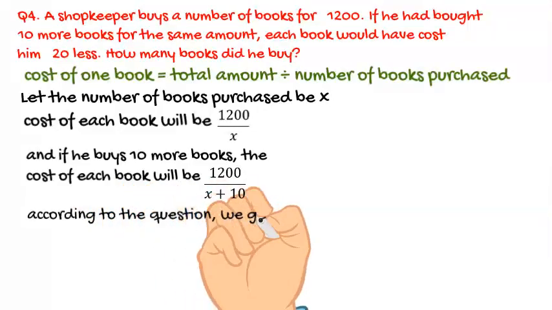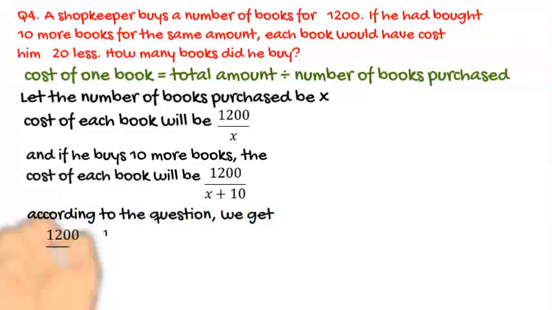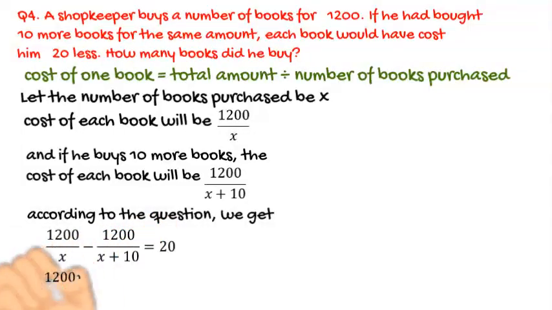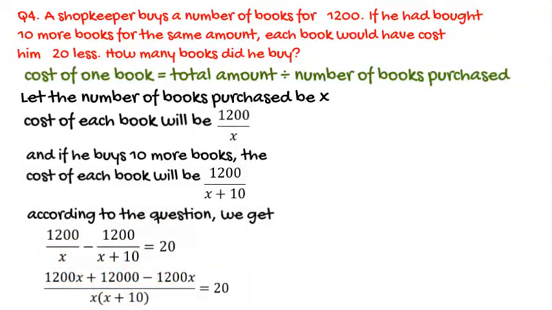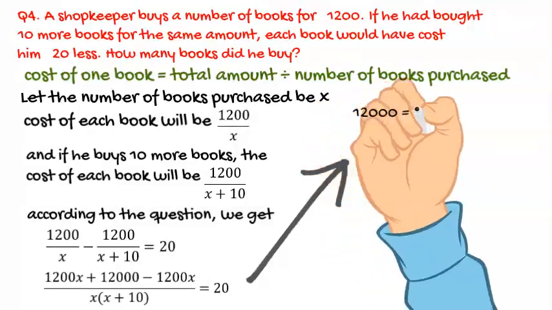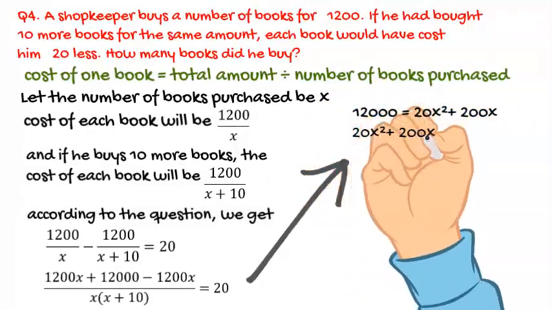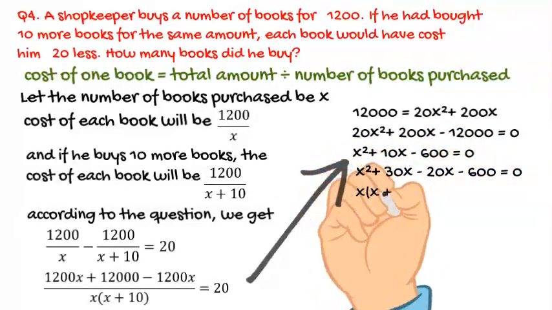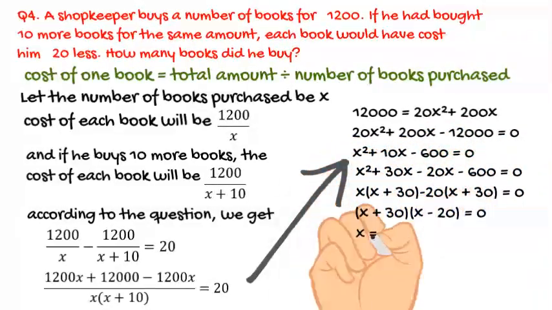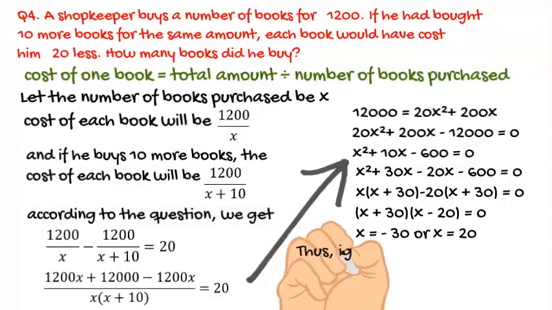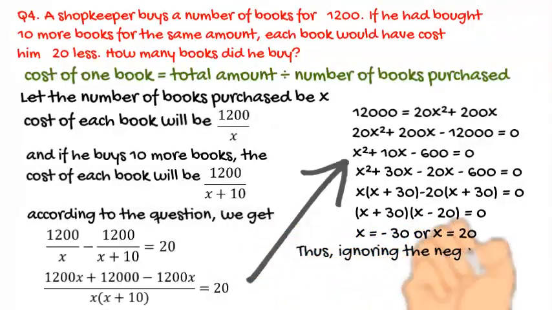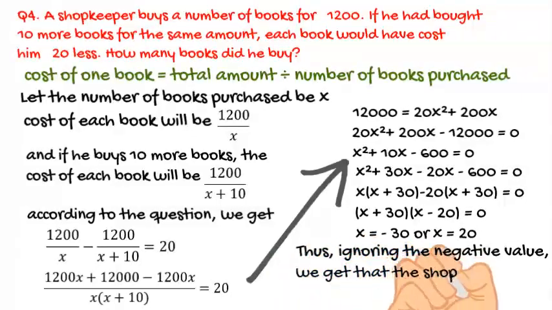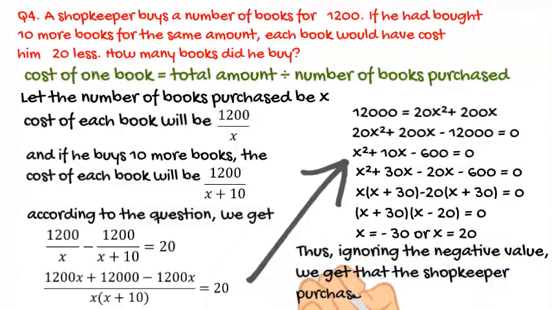According to the question, we get 1200 by x minus 1200 by x plus 10 is equal to 20. Solving this equation, we come to the quadratic equation x squared plus 10x minus 600 is equal to 0. Solving this further, we will get x is equal to minus 30 or x is 20. Thus, ignoring the negative value, we get that the shopkeeper purchased 20 books.